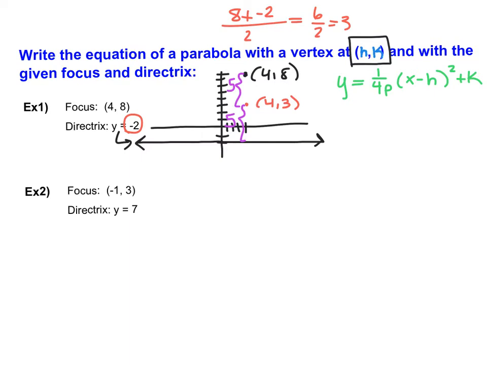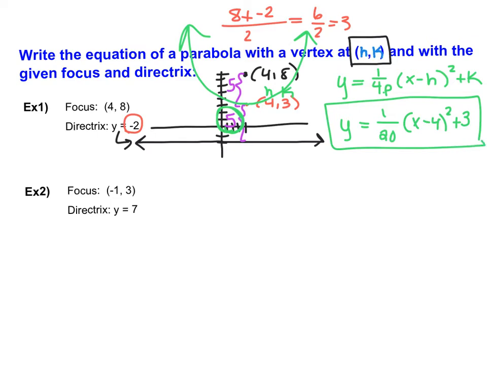Now, first, before we even start plugging in our p value, we need to notice that this is going to open up because we want it to go around the focus. So we know we're going to have a positive p value. So here we can see that our p value is 5. So we'll do y equals 1 over 4 times p, which is 5, so that becomes 20. And then my h and k values just come from my vertex. So my h value is 4 and my k value is 3. And as a result, we have x and then the opposite of h, so x minus 4, squared, plus our k value, which is 3. So there's our equation for example 1.